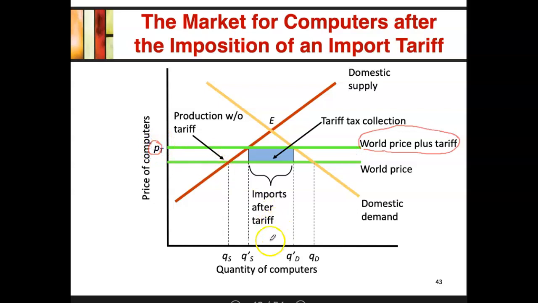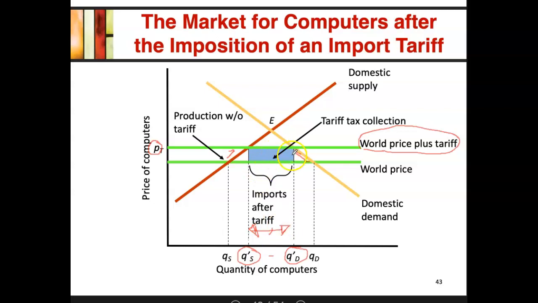Okay, and clearly you can see that quantity supplied has now in a way increased because of the tariff, and quantity demanded has actually decreased because of the tariff. So you now have new imports after the tariff, which is basically Q prime D minus Q prime S. Okay, so this has been a decrease in imports, and basically the tariff is doing its work. So imports have basically decreased.